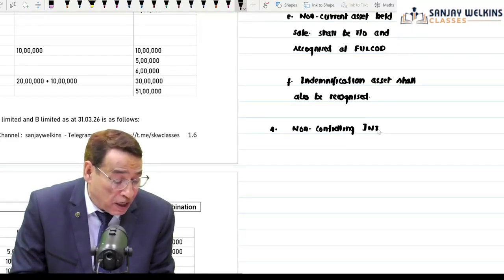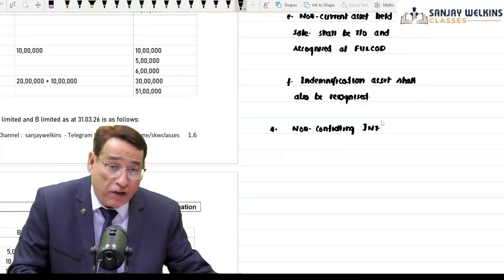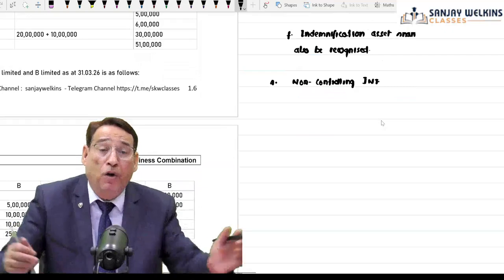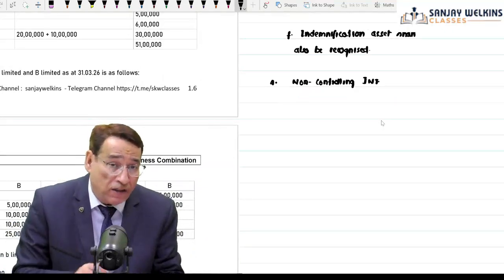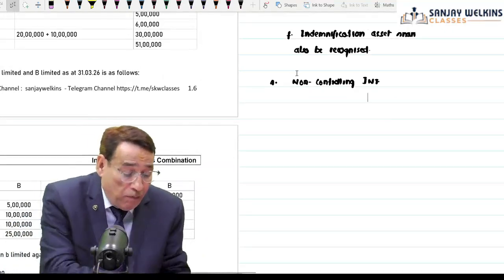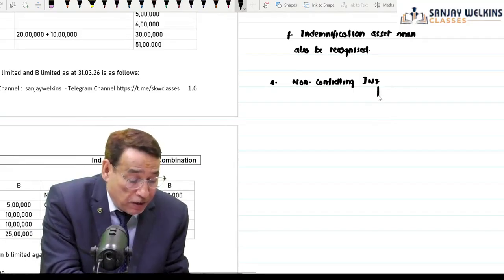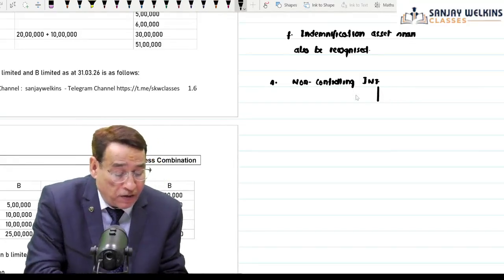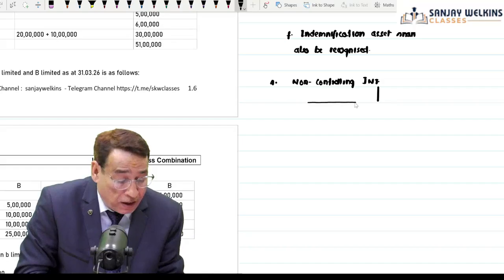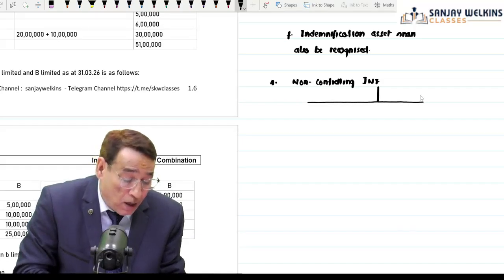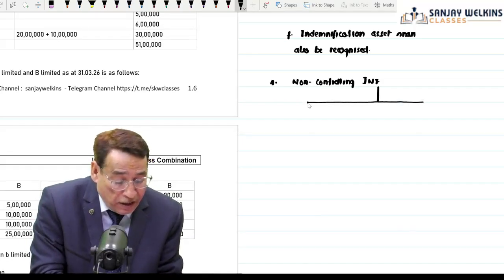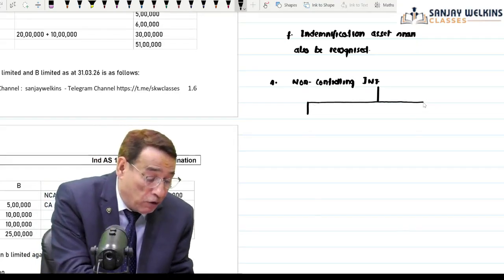Standard says that the acquirer entity will have to reflect, on the date of acquisition, the non-controlling interest. Now what does it mean? Before that, let me tell you, the standard also says that non-controlling interest can be computed either through the PSNA approach or through the fair value approach.